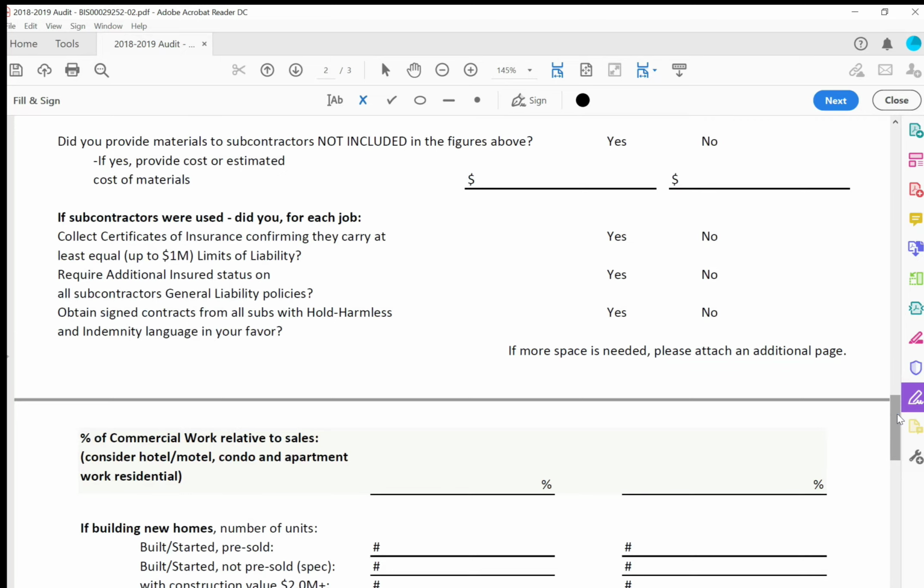Going back to subcontractors, these are guys or girls that have their own company. They have an EIN number. They're a licensed contractor. They have general liability insurance. They have workers' comp maybe if they have employees. You're going to ask them to sign a subcontractor agreement, naming you as additional insured on their policy with waiver of subrogation.